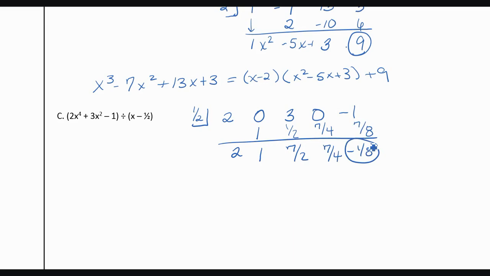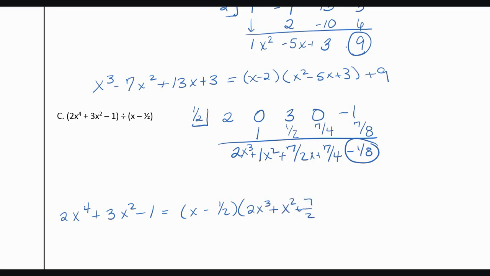So that'll be our remainder. Start with x to the 4th, so this will be 2x cubed plus x squared plus 7/2 x plus 7/4. So we would write this as 2x to the 4th plus 3x squared minus 1 equals x minus 1/2 times 2x cubed plus x squared plus 7/2 x plus 7/4, and then minus our remainder 1/8.